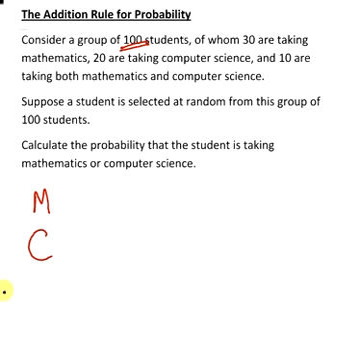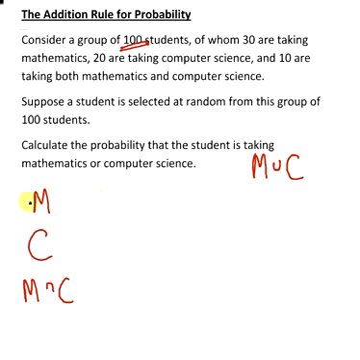We're going to denote that with the intersection symbol. So that's M intersection C. Now, suppose a student is selected at random from this group of students. Calculate the probability that the student is taking mathematics or computer science. So that is mathematics or computer science. So that's M union C. That's the symbol there for union.